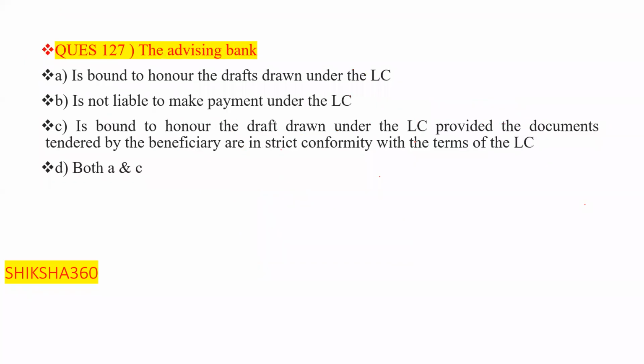I'll move to the next question, question number 127. Very easy question. With respect to the other question, this question is very, very easy, clear. The question is regarding the advising bank. Option A: the advising bank is bound to honor the drafts drawn under the LC. Option C: is not liable to make payment under the LC. Option D: is bound to honor the draft drawn under the LC, provided that the documents tendered by the beneficiary are in strict conformity with the terms of the LC. B option is both A and C, clear.